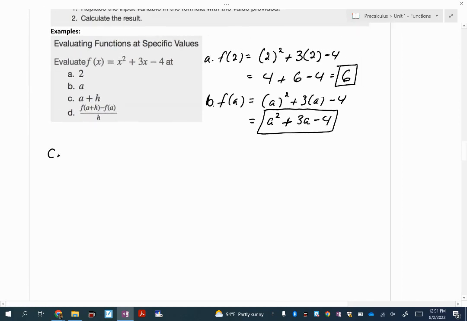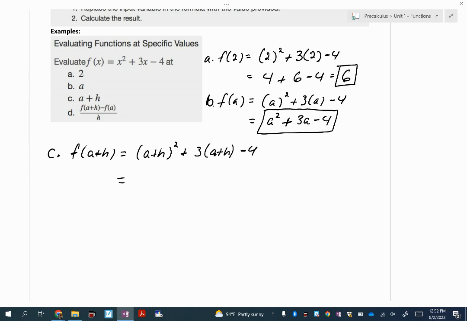Okay, let's try letter C. Letter C says to evaluate a plus h. Okay, so each time it gets a little bit more challenging here. All right, so I'm going to plug in a plus h where it says x. Don't forget those parentheses again. Okay, now the first thing I see is I need to expand a binomial squared. All right, you've hopefully been doing this for a while, and I'll show you in class, working it out by writing a plus h times a plus h.